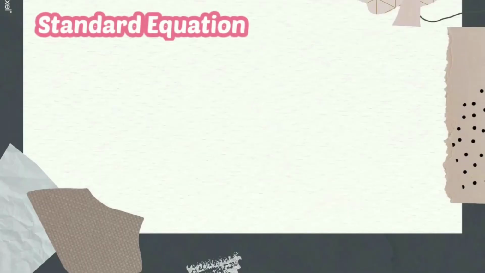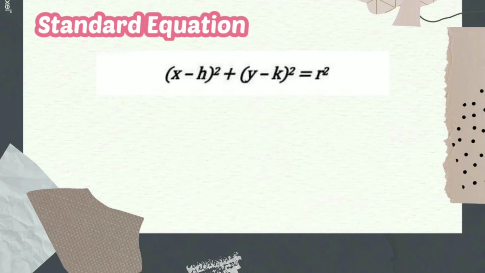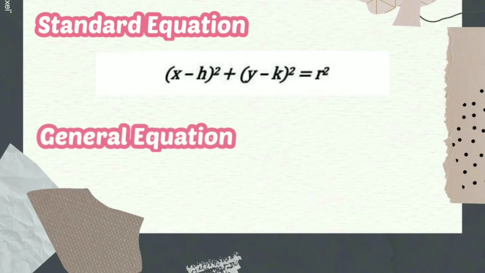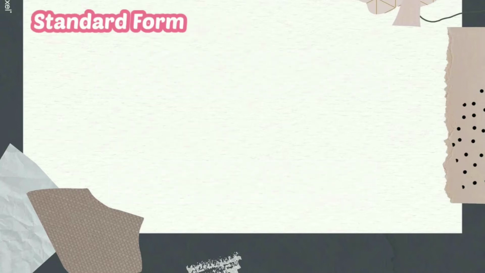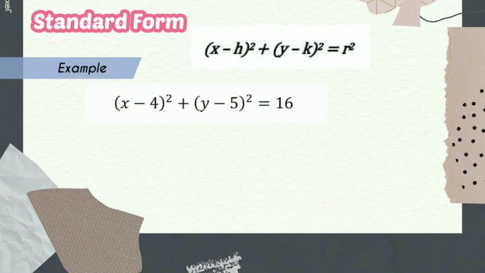For the standard equation of a circle conic section, we have it in the form of (x minus h) quantity squared plus (y minus k) quantity squared equals r squared. While in the general equation, we write it as ax squared plus by squared plus cx plus dy plus e equals 0. To further understand the standard form of a circle, let us first identify the variables present in this equation.